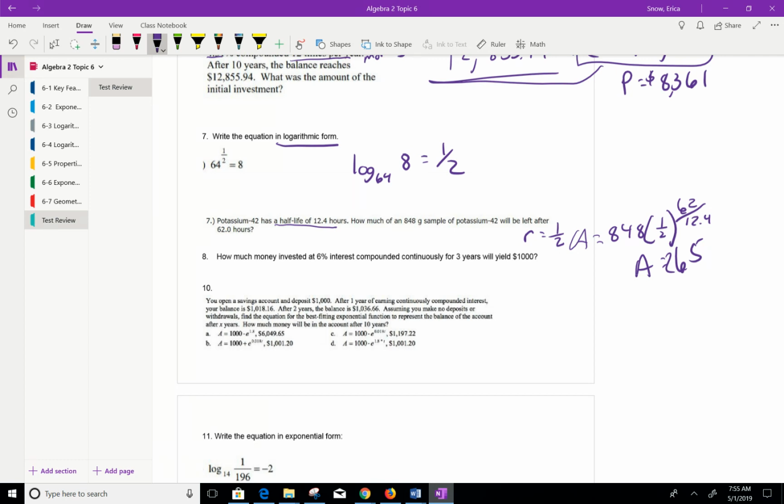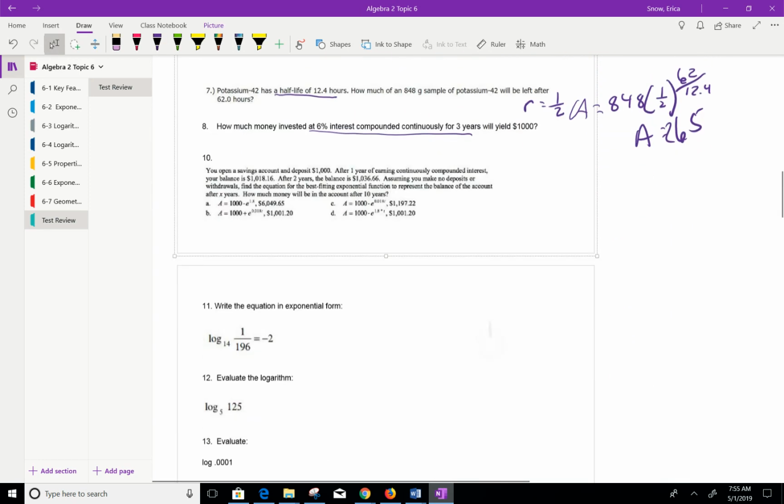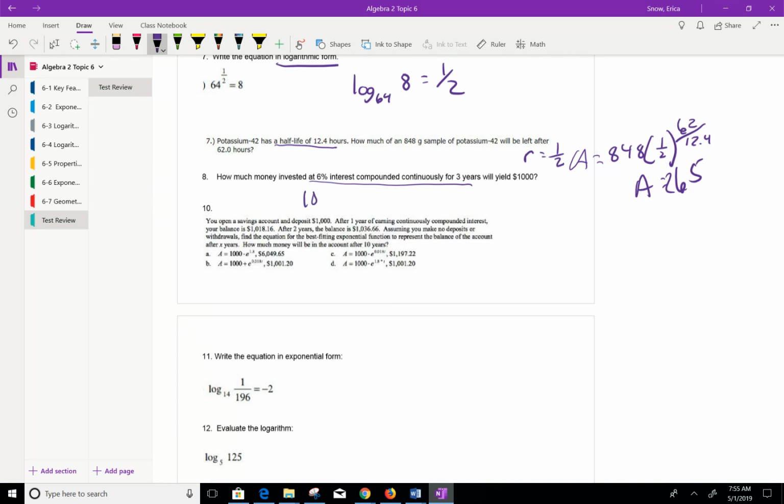8 says how much money at 6% compounded continuously for 3 years will yield $1,000. This is very similar to number 5. So we're going to set that up. 1,000 equals P e to the 0.06 times 3.